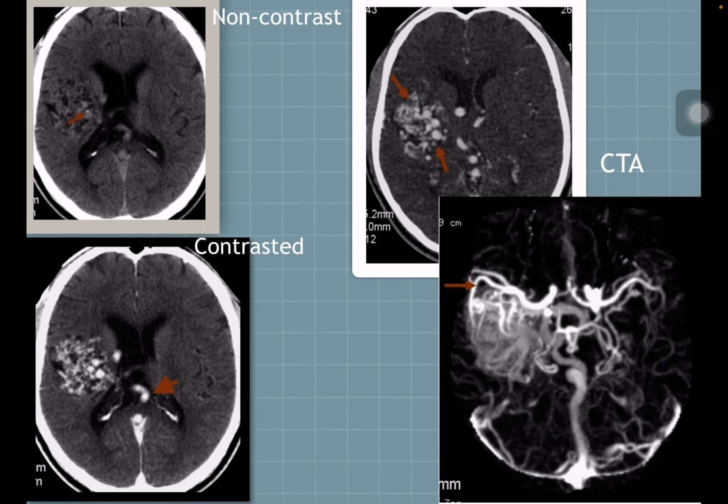Here is an example, non-contrast enhanced and contrast enhanced CT brain showing an irregular area of mixed density with a small focus of hyperdensity in the right parietal region and adjacent to the body of right lateral ventricle. It shows serpiginous enhancement with early venous filling of the straight sinus.